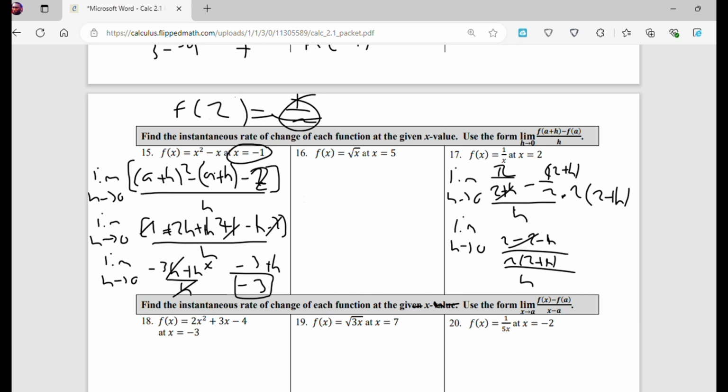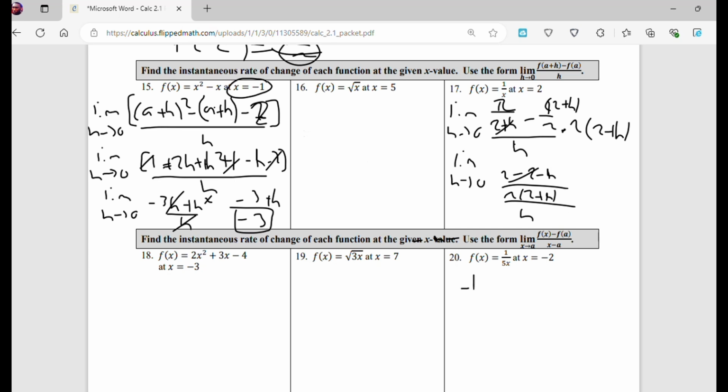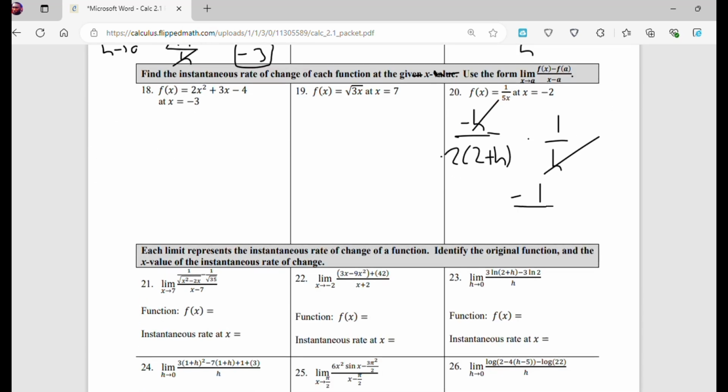And now we're going to rewrite this because this is a little bit of an annoying thing to look at. So 2 plus h times 1 over h. Now we can do that. Cancel that out. Negative 1 over 4 plus 2h. H is 0, as we all know. That gives us our answer of negative 1 over 4.